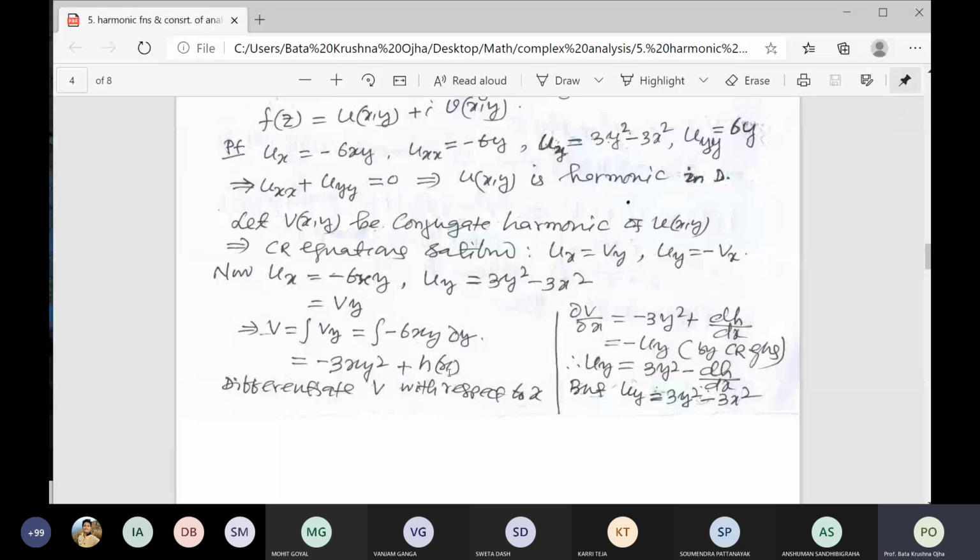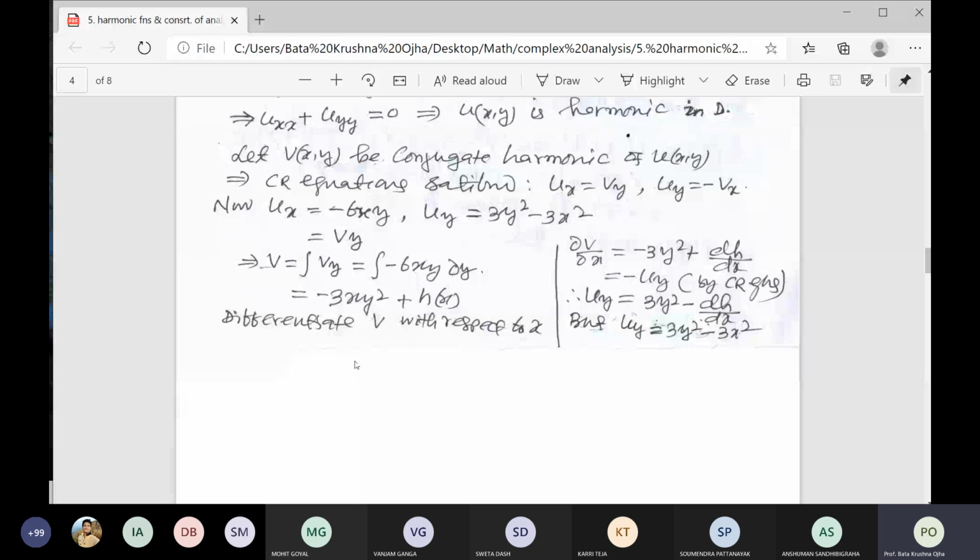Next procedure: how to calculate h of x. Actually, v is equal to minus 3xy square plus h of x, where h of x is unknown for you. Now, our aim in the next step is to find the value of h of x. So v is already calculated, v is equal to minus 3xy square plus h of x. Now differentiate v with respect to x. Why do you differentiate v with respect to x, not y?